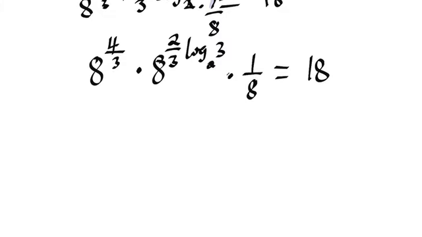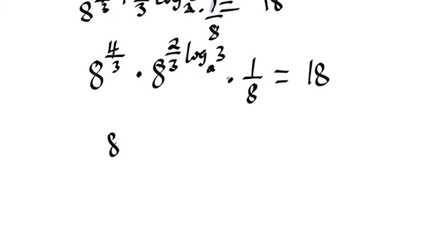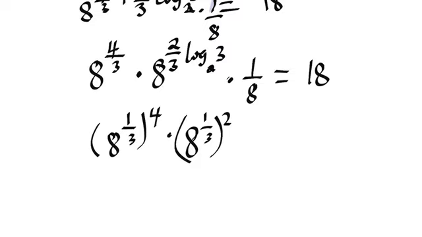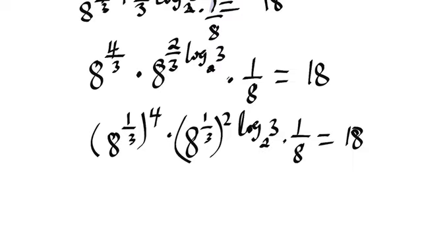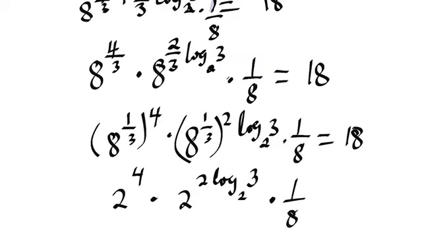So we move on. We're going to have 8 to the power of 1 over 3, then to the power of 4, multiplied by 8 to the power of 1 over 3, then multiplied by 2 log base 2 of 3, multiplied by 1 over 8. This is going to give us 18. So now from here, 8 to the power of 1 over 3 is going to give us 2, so we have 2 to the power of 4 multiplied by 2 to the power of 2 log base 2 of 3, multiplied by 1 over 8, equals 18. Now we move on.